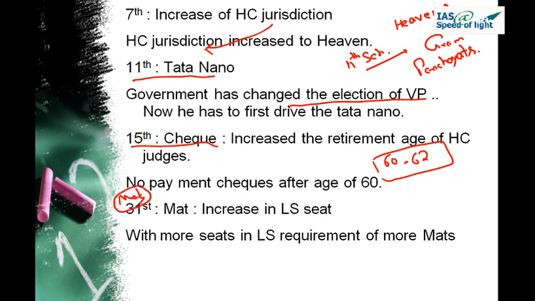If you remember, the MAT we also used for the Karachi session, where Sardar Vallabhbhai Patel was there and he said it's his fundamental right to do karate. So 31st Amendment Act now we are discussing is MAT. It is the increase in Lok Sabha seats. So with more seats in Lok Sabha, definitely they require more MATs. Okay, so more MATs for the more seats. So increase in the number of Lok Sabha seats. It is the 31st Amendment Act.